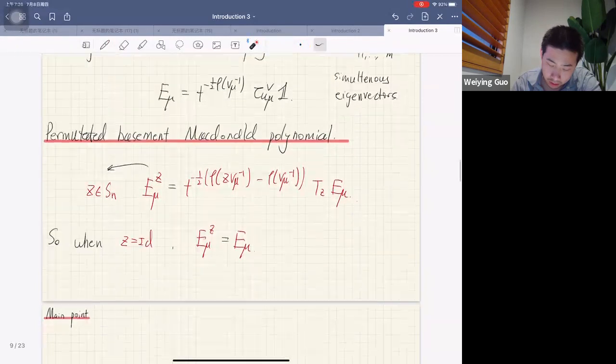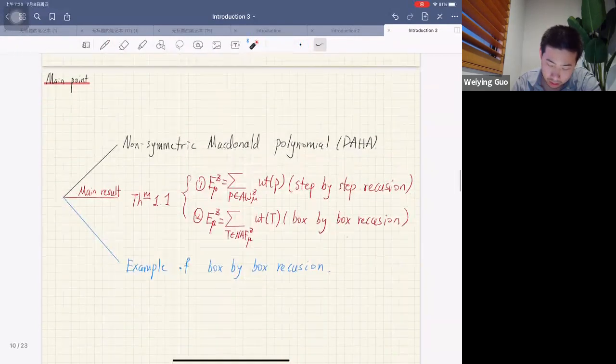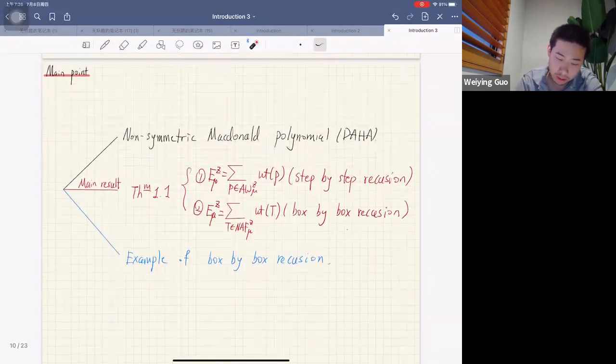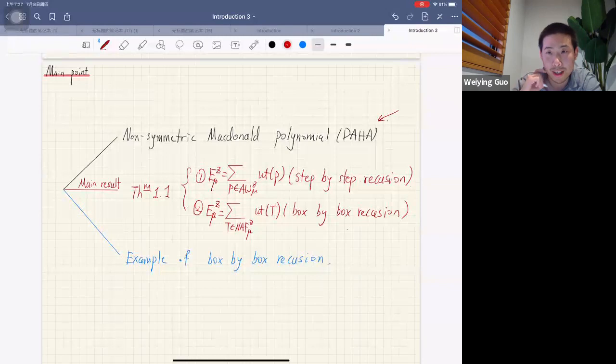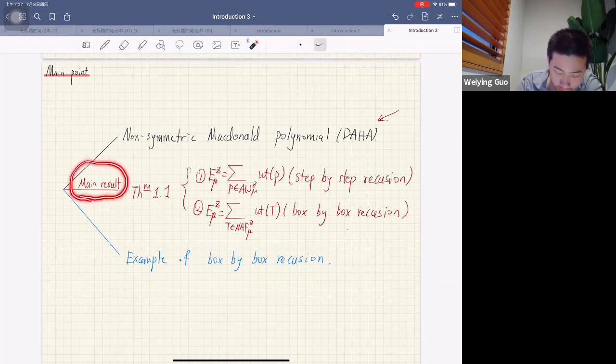So I think now we should make a little break. Any questions regarding the first part of the talk, you can ask now. Otherwise, I will proceed into the main result of the paper.